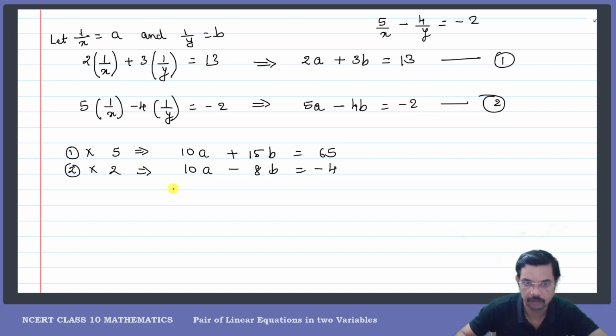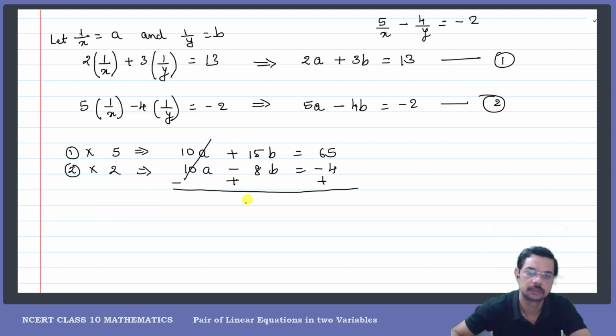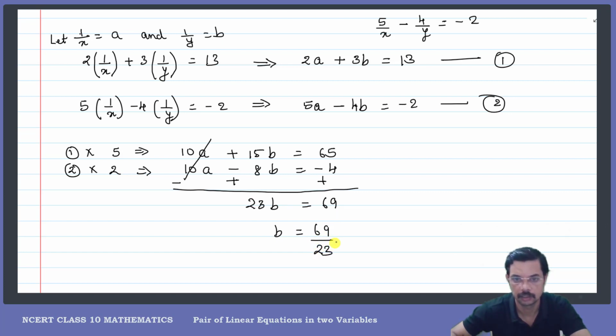Clear? Now when we eliminate, this will get cancelled. What is 15 minus 8? So I can put 23. 23b equal to how much is here? 69. Okay, now 69 is divisible by 23. So b equal to 69 by 23. So 23 into 3 will give you 69. So one of the variables is found.